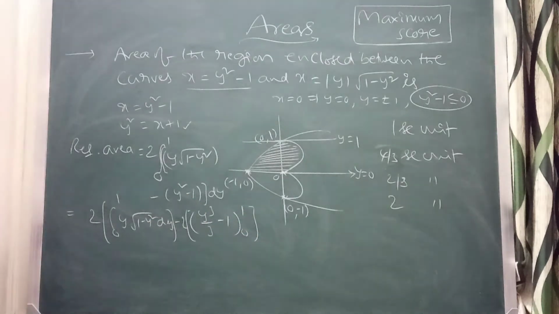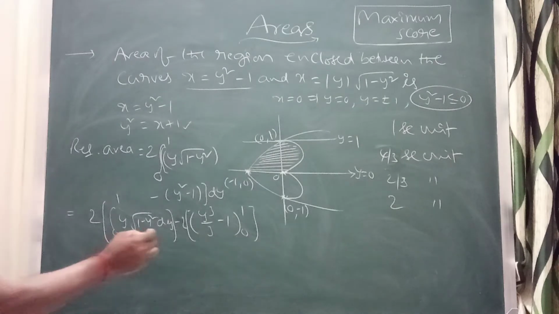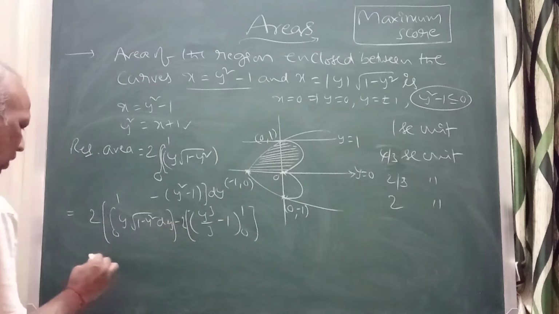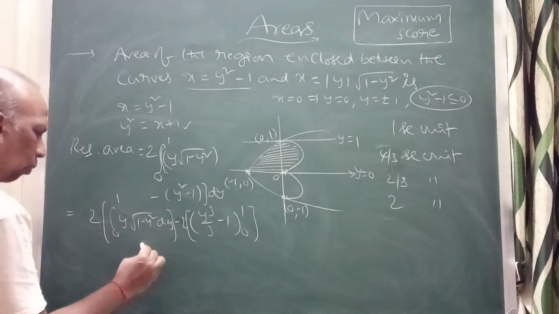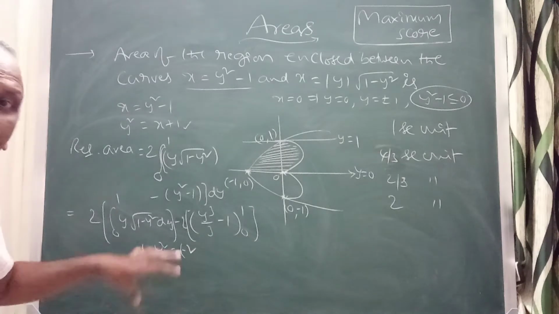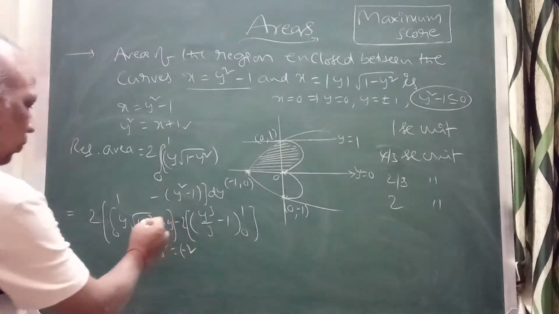Correct. I can apply the limit. Now you can check this one. This is simply y cube by 3 minus 1, divided like this. Now this one you can consider 1 minus y square is equal to t square. For the simplification, 1 minus y square equal to t square.